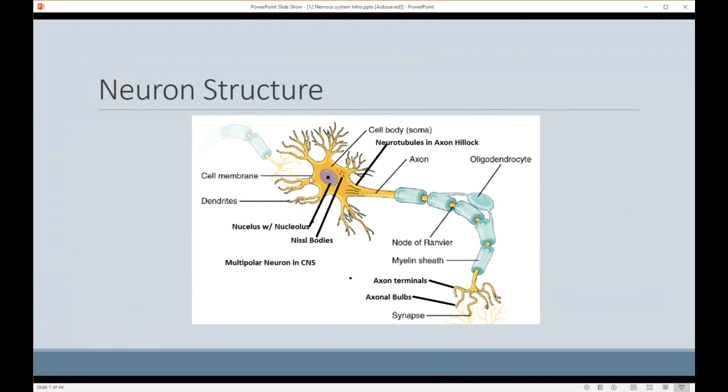This is the neuron. When we look at that neuron, you can see these are the dendrites. The dendrites are where we're going to have that input. That's where we're receiving the information. You can see there is another neuron right there attached to it.